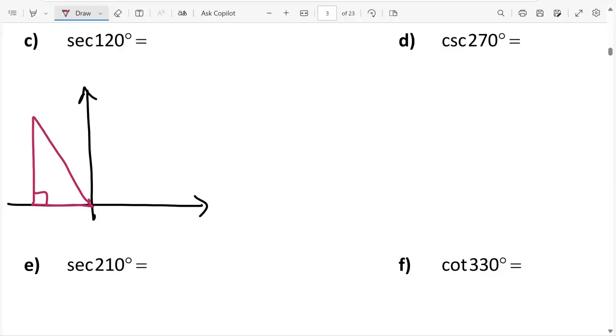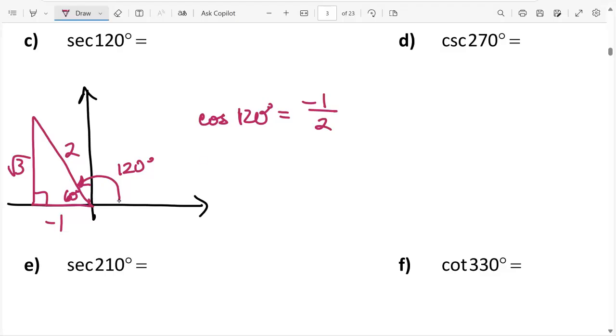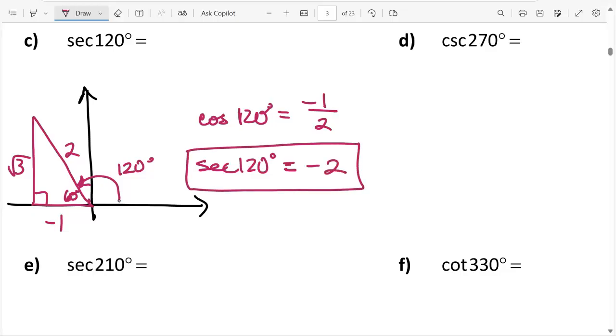Since 120 is a second quadrant angle, we can draw a reference triangle in quadrant 2, and the supplement is the reference angle, that's 60. Our opposite side is the square root of 3, adjacent is -1, and hypotenuse is 2. So secant is the reciprocal of cosine. Cosine of 120 degrees is adjacent over hypotenuse. So the secant of 120 degrees is just the reciprocal of that value, which is -2.